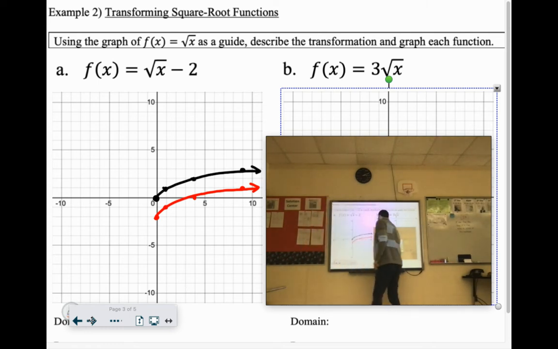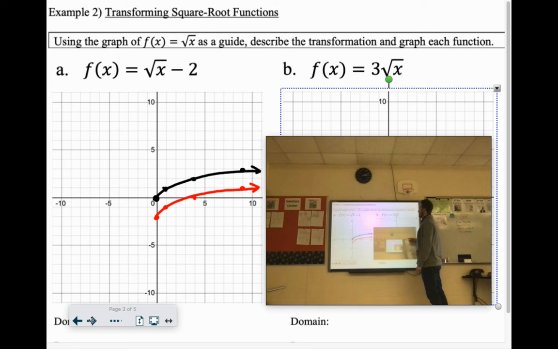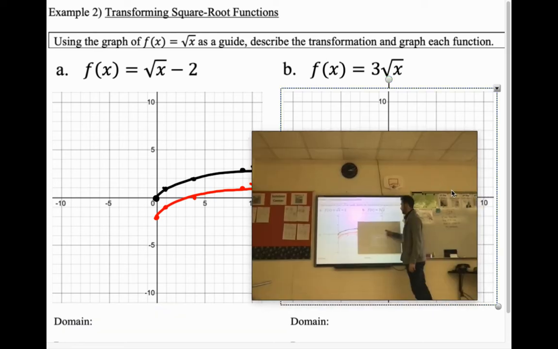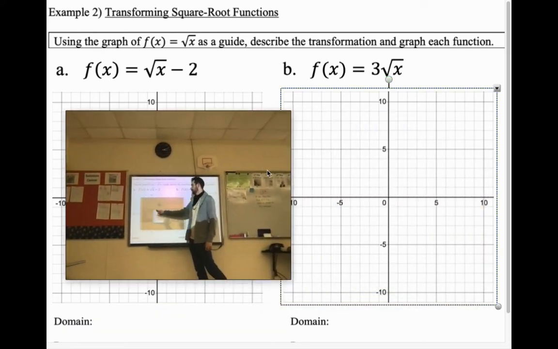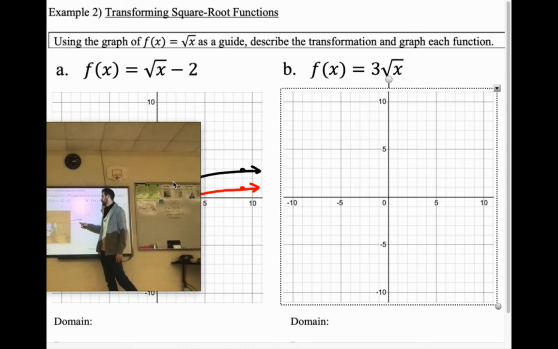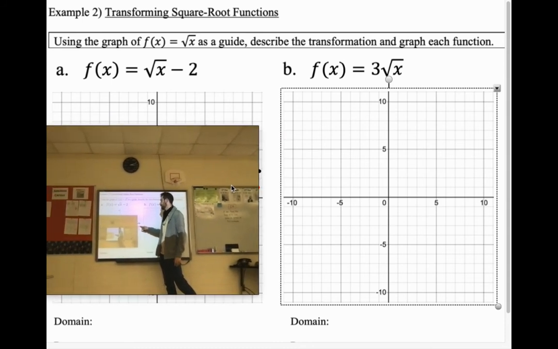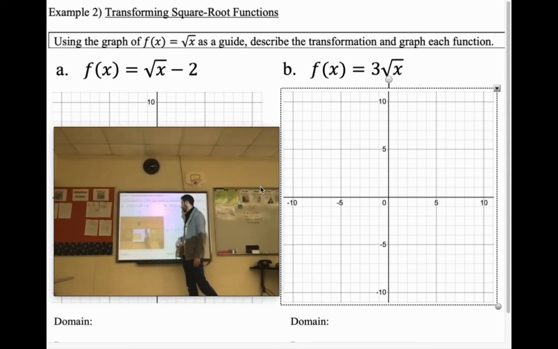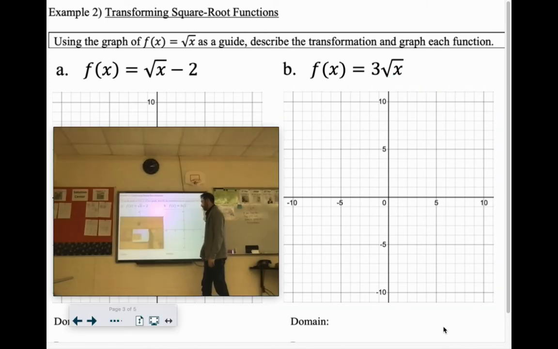Let's graph B, and then we'll talk the domain and range for both of them at the same time. So this one is 3 times the square root of x. So this one's going to be stretched vertically by a factor of 3. Come on back, Mr. Black. There we go. All right. So again, here's the parent function, 4, 2, 9, 3.